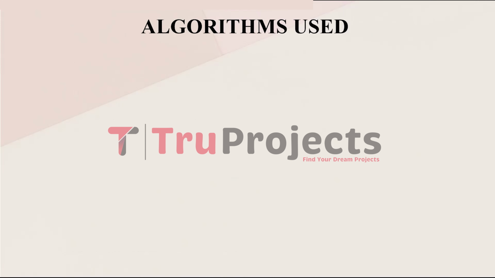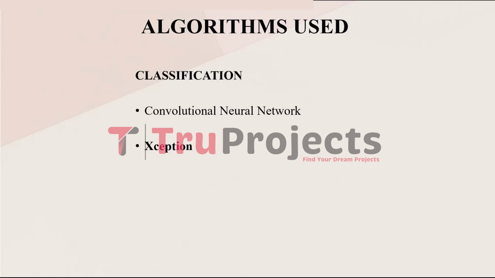Now we'll look at the algorithms built. First, we'll see the classification models. So we have trained two models for classification, a traditional CNN model, that is, convolutional neural network, and an Xception model. We have compared their performances using different performance metrics like accuracy, precision, recall, and F1 score. And we have observed that the Xception model has outperformed the CNN model in all the performance metrics. So we have deployed the Xception model into the Flask web application.